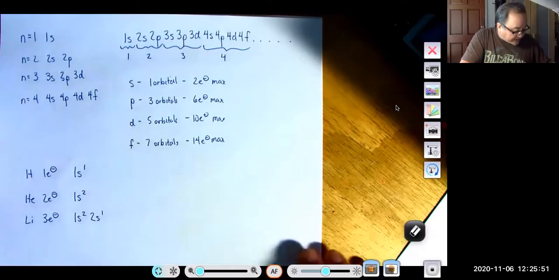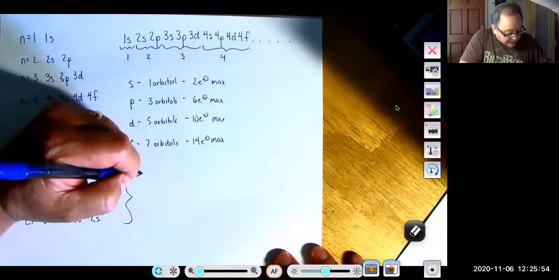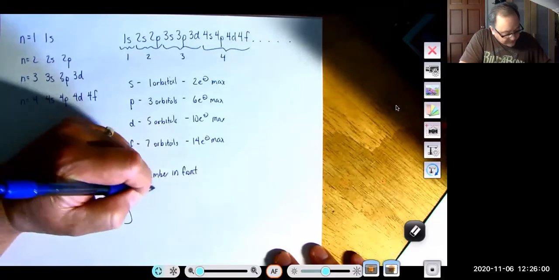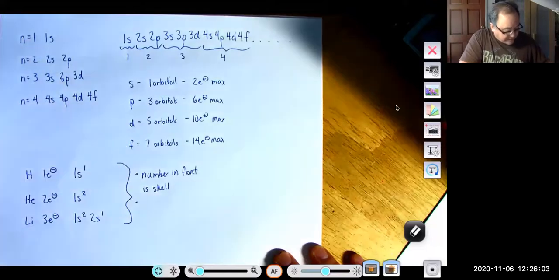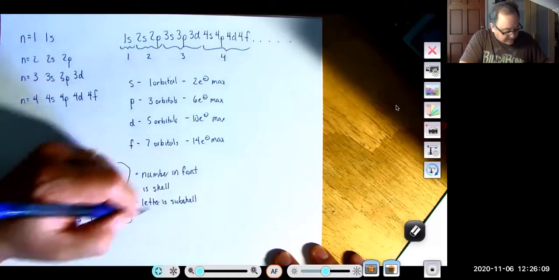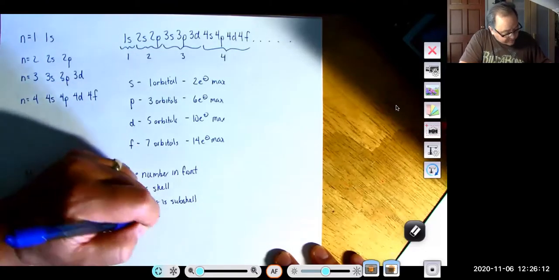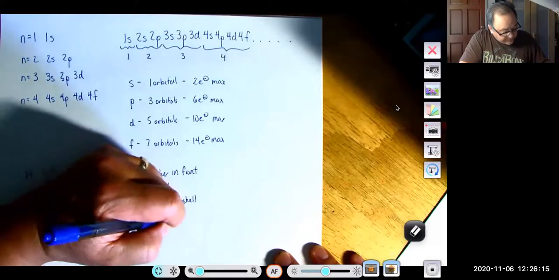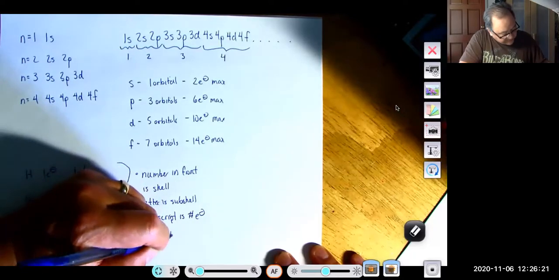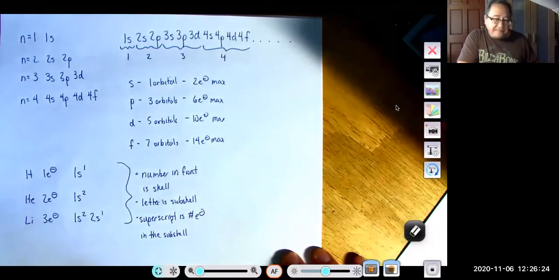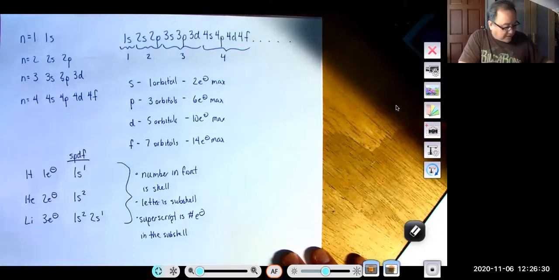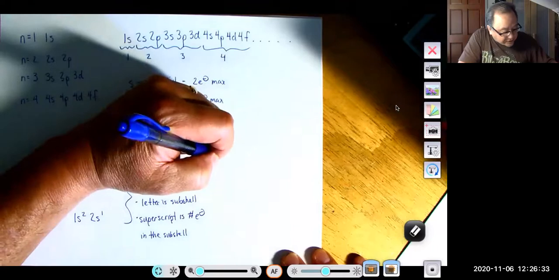So what you're supposed to understand about these electron configurations is that the number in front is the shell. The letter is the subshell. And the superscript is the number of electrons in the subshell. Okay. Now, this is called the SPDF notation, but there's also something called the orbital box notation.